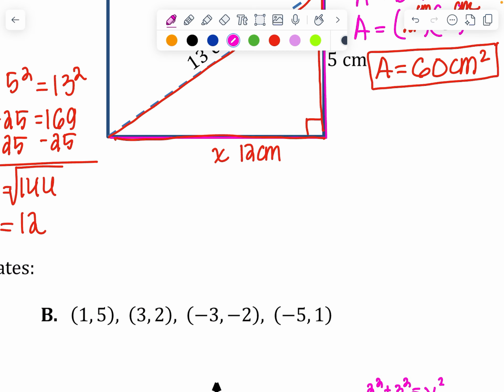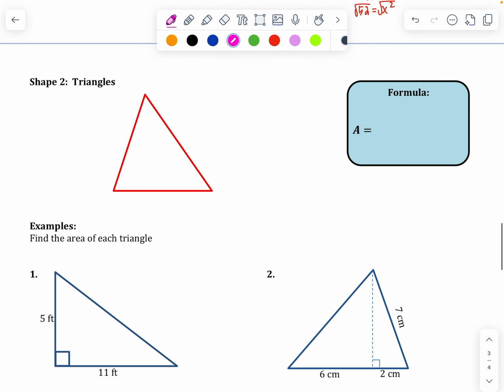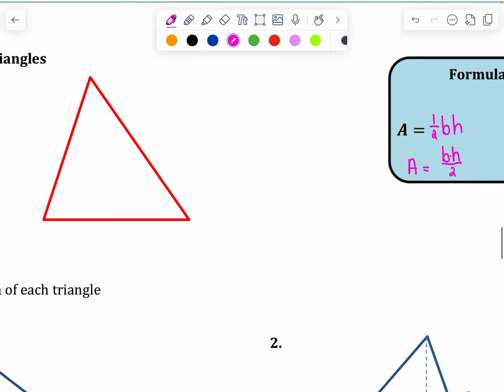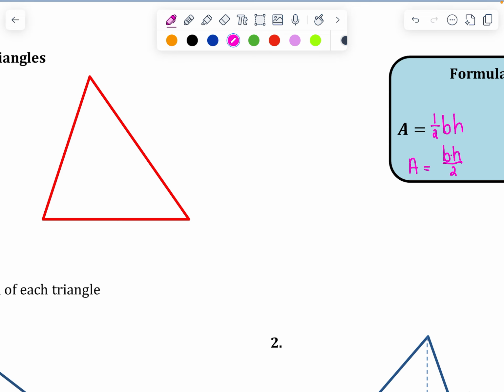Okay, let's move on to our next figure. Our next figure is a triangle. So remember, we already talked about our triangle formula. It's the same formula as a rectangle, base times height, but we divided that by 2. So instead of writing divided by 2, I like to say times a half. But let's write down both in case you prefer that one. Base times height divided by 2. Or base times height times a half. Whatever you would prefer.